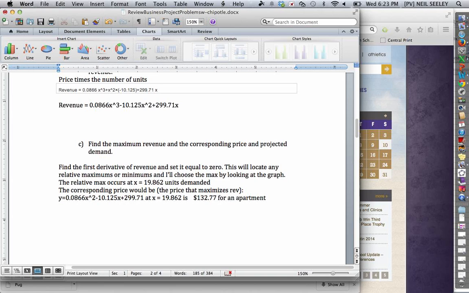You're maximizing revenue, you get the x that goes with that. But ultimately, aren't we in it for the price? Like, what am I going to sell this for? So that's what I have listed right here.